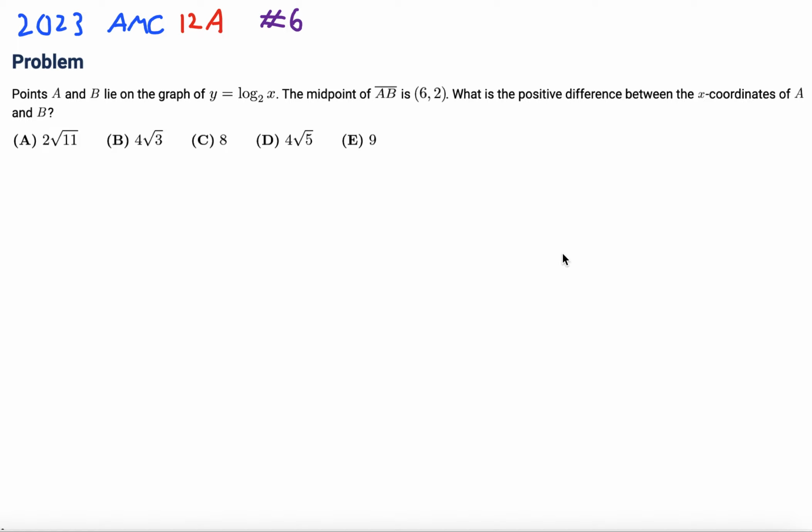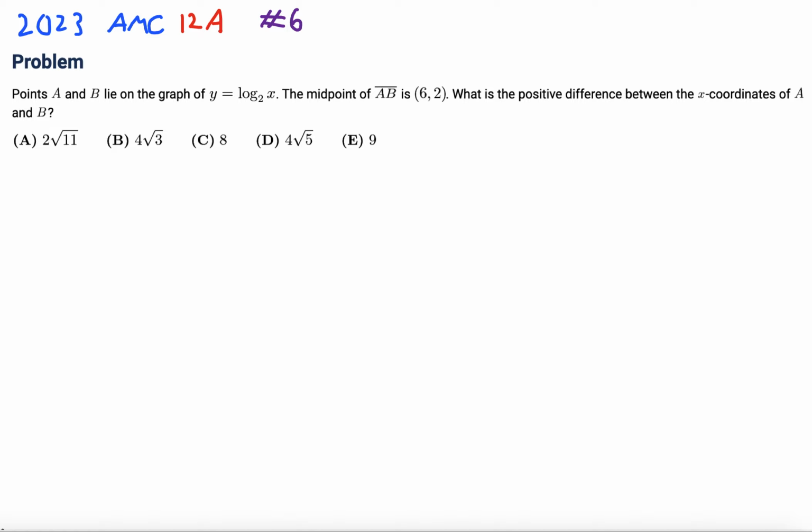Here I have problem 6 from the 2023 AMC 12A. Now AMC stands for the American Mathematics Competition, and this is the qualifying exam for the AIME, the American Invitational Mathematics Exam. Okay? And so this is going to be an early problem of the 25 problems, which means it's a bit on the easier side, but this can trip you up in certain places.